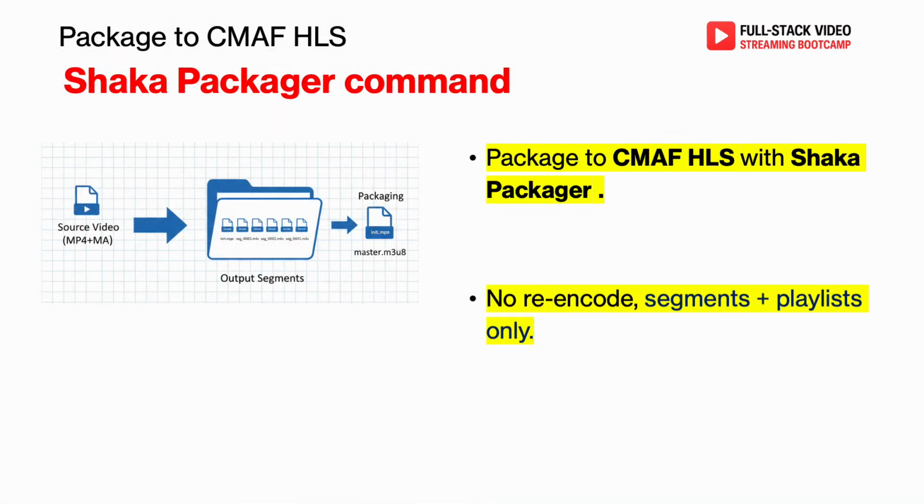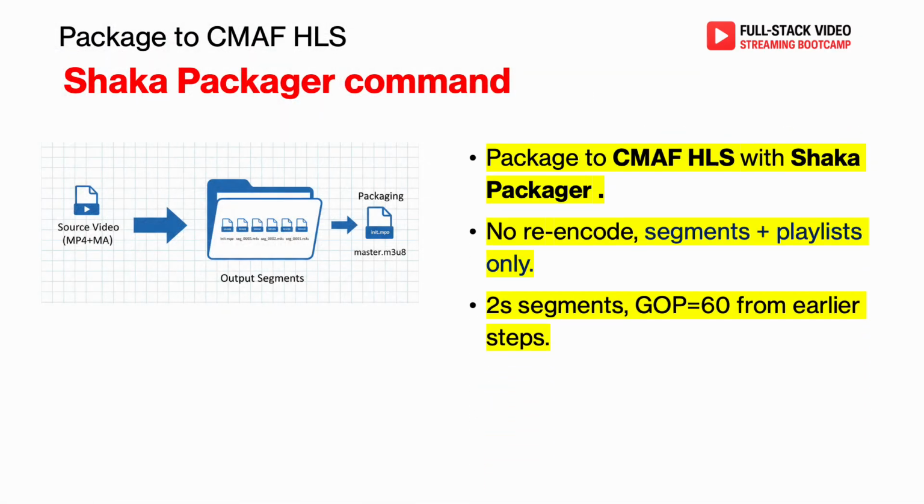Now, we take the MP4 and AAC you already encoded and turn them into HLS using CMAF segments. No re-encode, just packaging. So the quality stays exactly the same, only the container changes? Exactly. Shaka Packager slices everything into 2-second FMP4 segments and builds the playlists. And because we kept GOP at 60 earlier, the segments land cleanly on each iframe. Right. That planning pays off here.